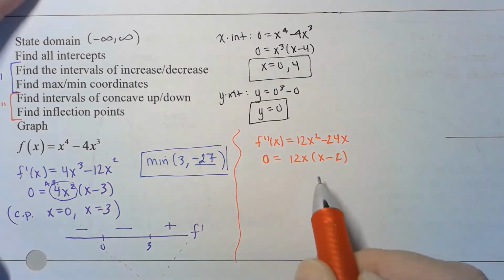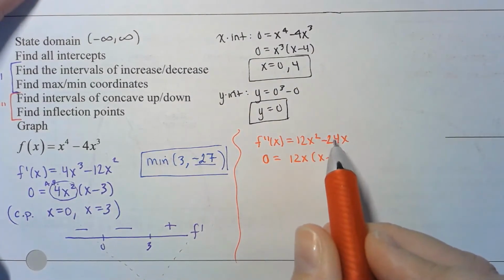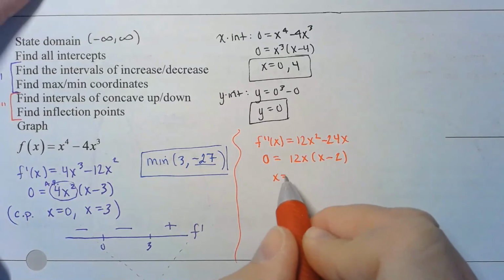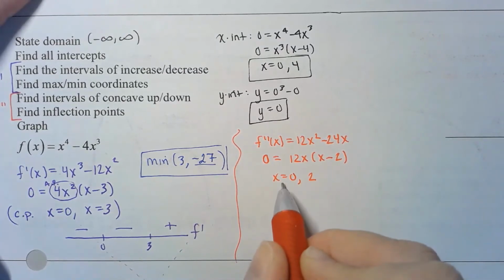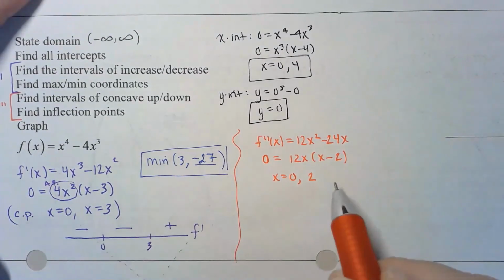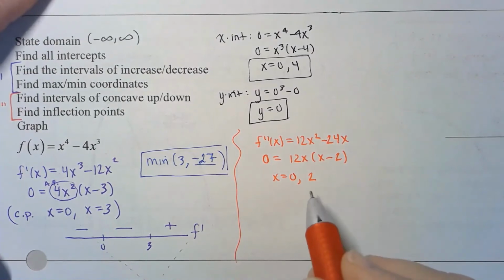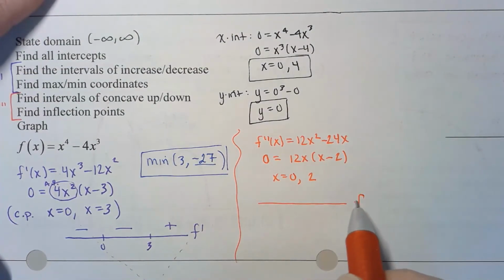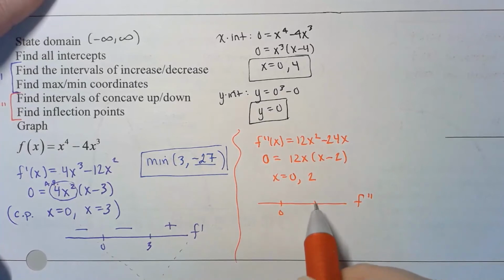And I'm also going to ask, when does it not exist? It's a quadratic. It exists everywhere. So it looks like something interesting is happening at x equals 0. That pops up a lot. And x equals 2. So let's do our second derivative test with 0 and 2.